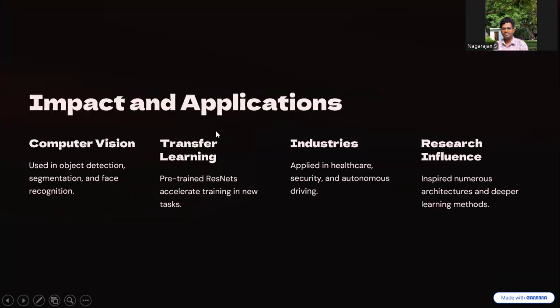Some applications in the field of computer vision: we can use ResNet for object detection, segmenting images, and face identification and recognition. In transfer learning, we can use a pre-trained ResNet, which also helps to train on a new task, so we can combine transfer learning with any ResNet model. In industries, we can apply it in healthcare, security, and autonomous driving. And research influence: it always inspires and has successful results, so we can go for deeper learning models.